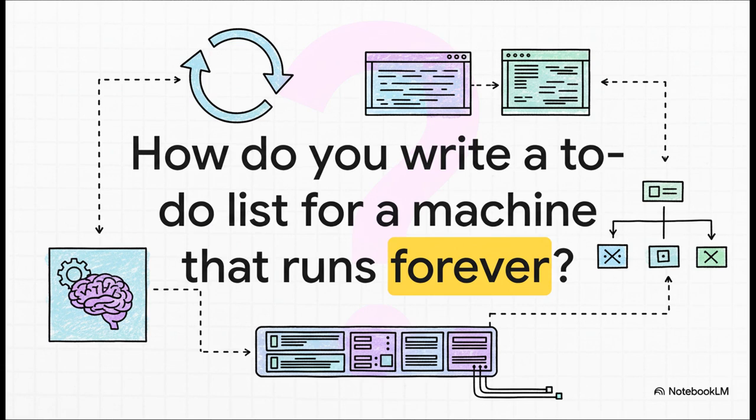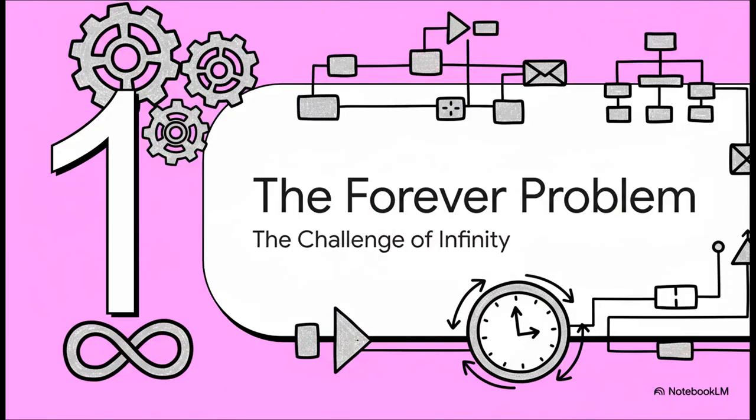Okay, so let's start with a little thought experiment. Imagine you had to write a to-do list for something that never stops. Like your computer's operating system or a network server that's always on. How in the world do you give it commands that account for, well, forever? That one question right there reveals this huge challenge in computer science, and it perfectly sets the stage for a really clever solution. So let's dive into this forever problem.